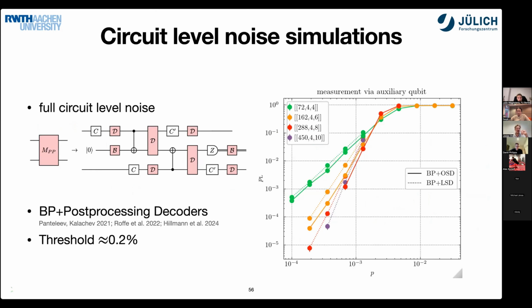So everything, initialization, measurement, single qubit gates, two qubit gates, and idling positions have some error probability P. And what we find is that if we do this protocol and we increase the size of the code, so we go from order 10 to order 100 qubits, we will suppress logical errors more and more, and we also find a threshold in the region of about 0.2%, which means that for a physical error rate below that, increasing the code will suppress logical errors more.